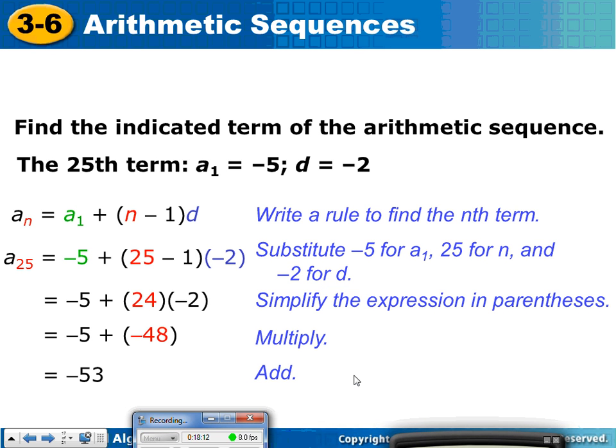I already know some of you on the test, when I say find the 25th term, you're going to sit there and do 1, 2, 3, 4 until you get to the 25th because you forgot this formula. That's fine, but it's going to take you a while. We okay?